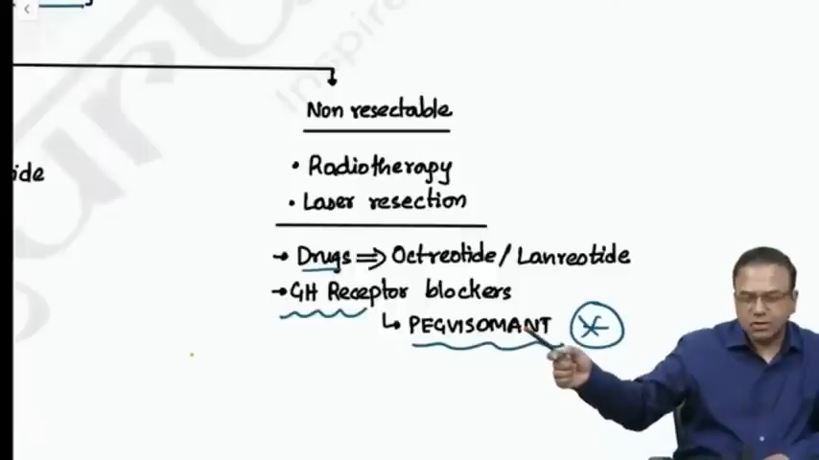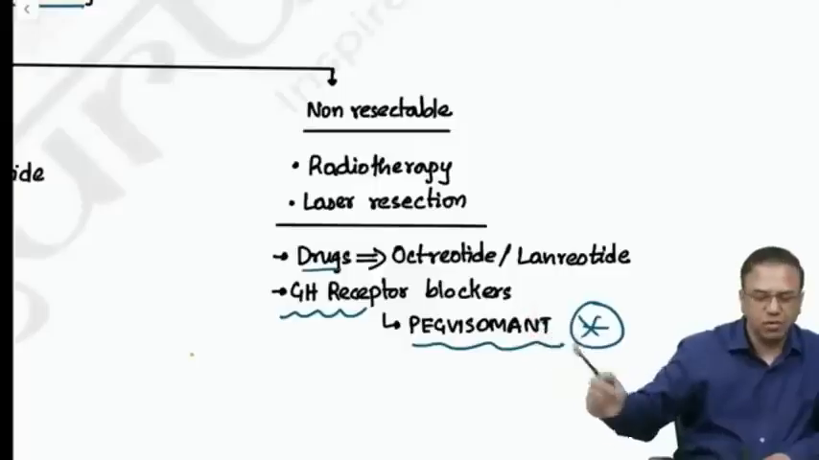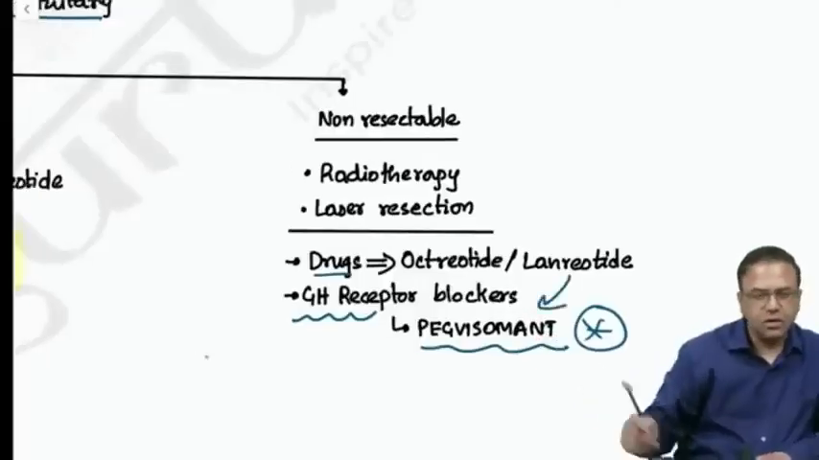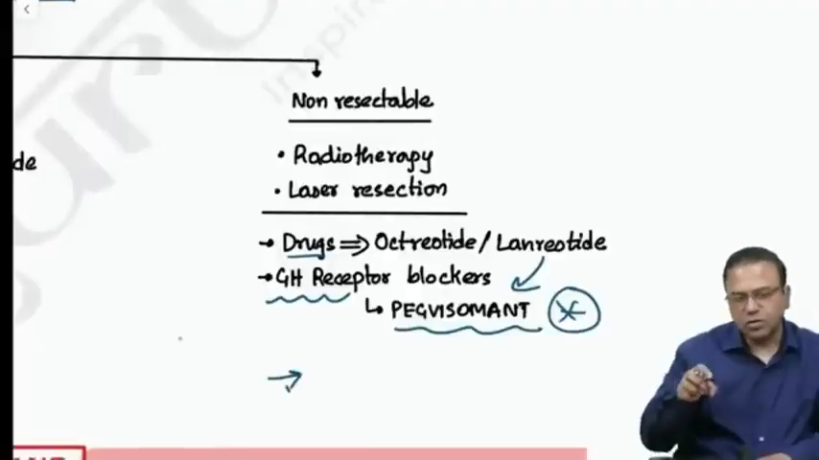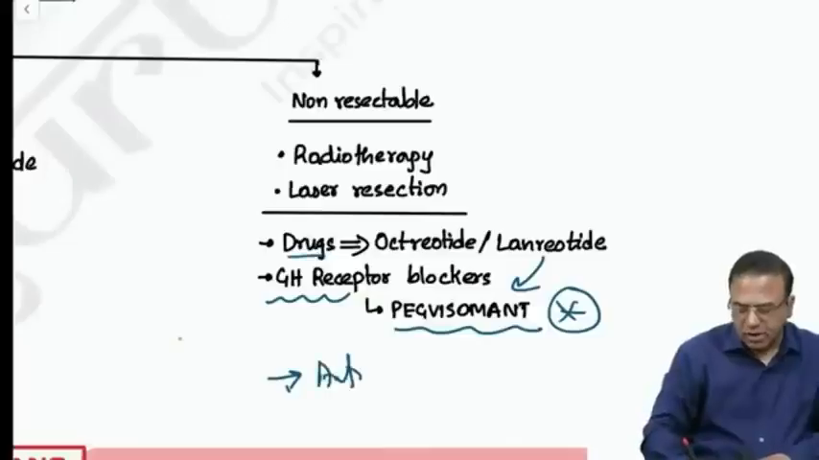So last year NEET asked this question. Pegvisomant is what? It's a growth hormone receptor blocker. Okay, so this has been asked recently. This might get repeated, so you should know. Now one thing we also understand is blocking the estrogen receptor also has some partial growth hormone blocking activity. So even anti-estrogenic drugs are showing some benefit.